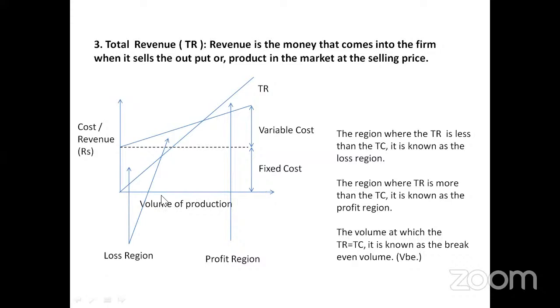Now what will you do after production? Once you produce, what will you do? Somebody please tell. Send to market for sold. You will supply it to the market and sell it in the market. Selling. So why will you sell? What will happen if you sell? Revenue. You will get some revenue out of it, isn't it? You will get some revenue.